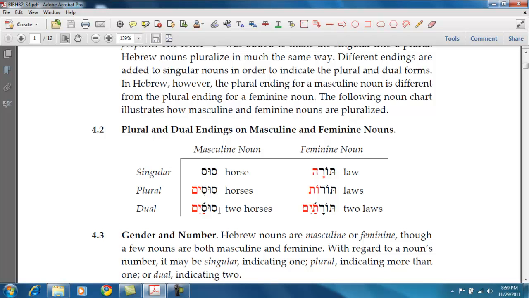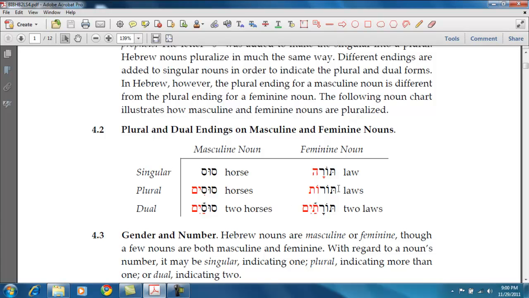If we're talking about two horses, we say susayim. Susayim. That means there are two horses. We're very familiar with Jerusalem. There are two Jerusalems. Shamayim, the two bodies of heavens. So we do have the dual noun. We're not quite as familiar with that.